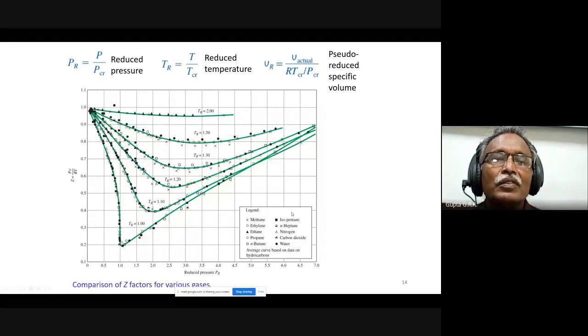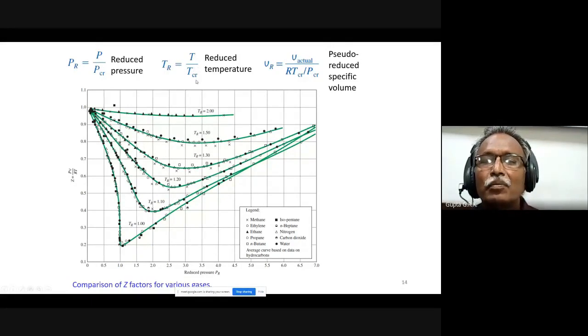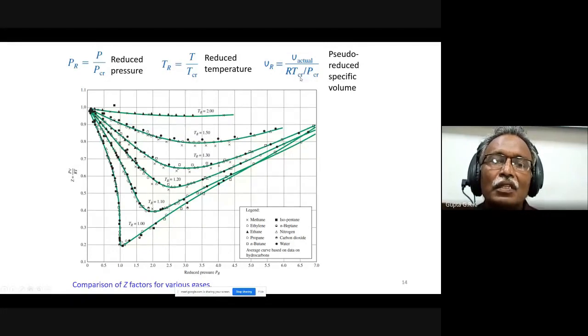And we define what are called reduced properties. Reduced properties are the ratios of pressure, temperature, and specific volume with respect to the critical conditions. So reduced pressure P_R is equal to P by critical pressure. Reduced temperature is T by critical temperature. And reduced specific volume is actual specific volume divided by RT_c by P_c. So this is nothing but v_R. Okay, this is the way we get it.